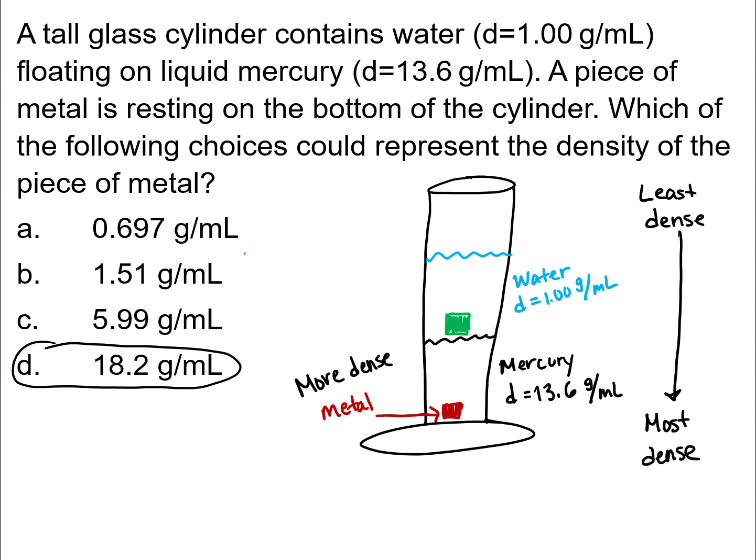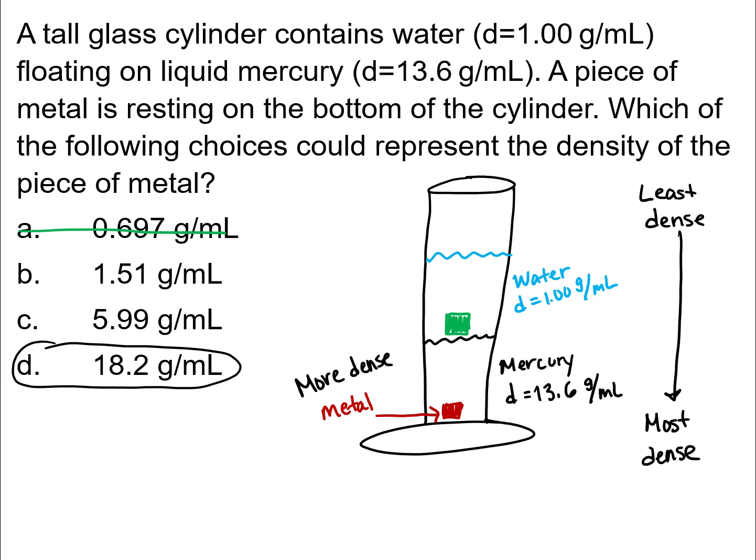So let's look back at our choices, A, B, and C. Could A represent the density of this metal piece, the green one? No, it can't, because that would make it less dense than water. So it would be floating on top, not sitting on top of the mercury.